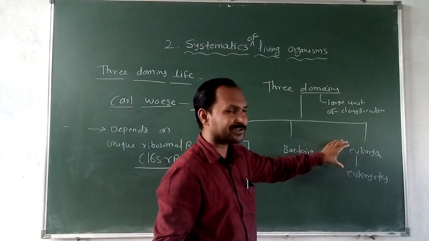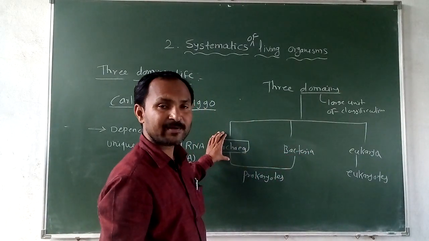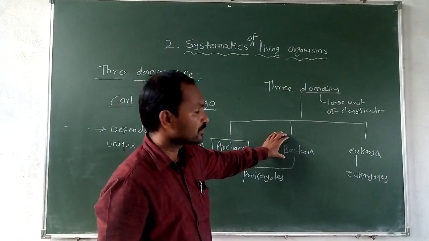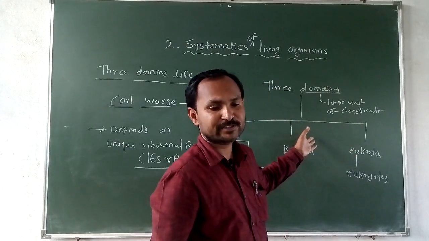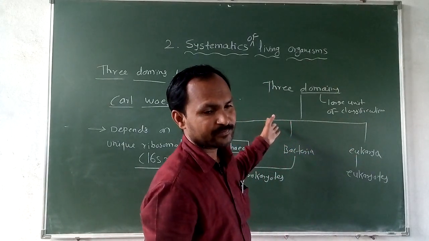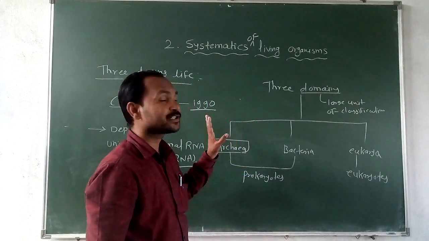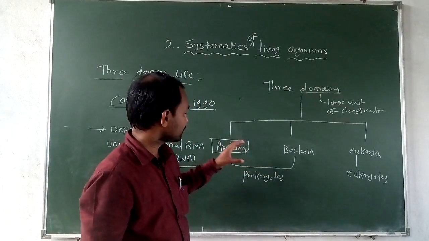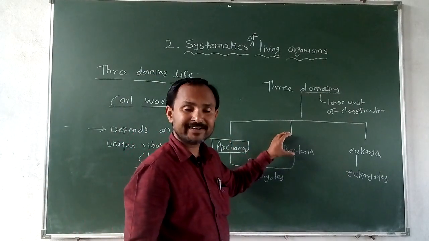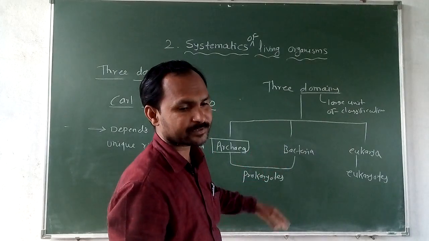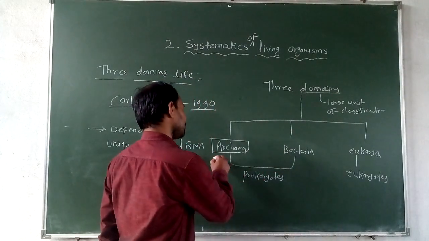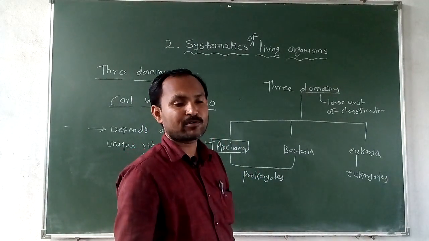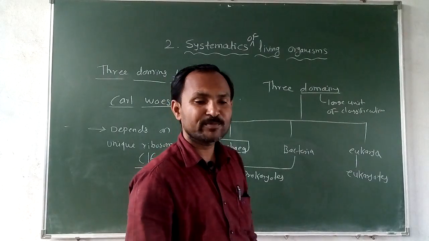archaea, bacteria and eukarya. Archaea are found in extreme conditions. Bacteria are found in our surroundings in nature. And eukarya are the plants and animals. This is about the three domains of life. Now between archaea and bacteria there is a difference. A cell wall is present in both archaea and bacteria, but archaea have a different cell wall structure, and bacteria have a different cell wall structure. That is the difference.